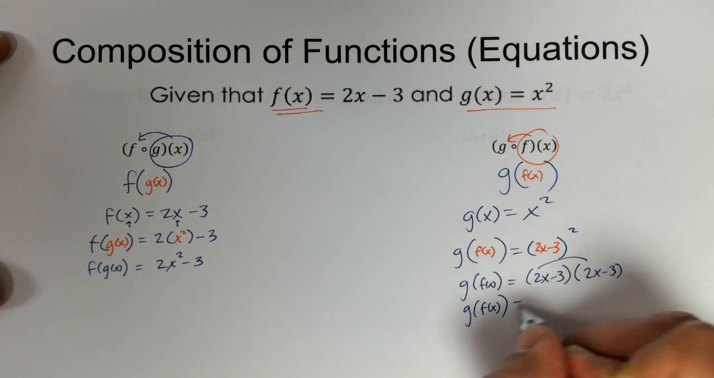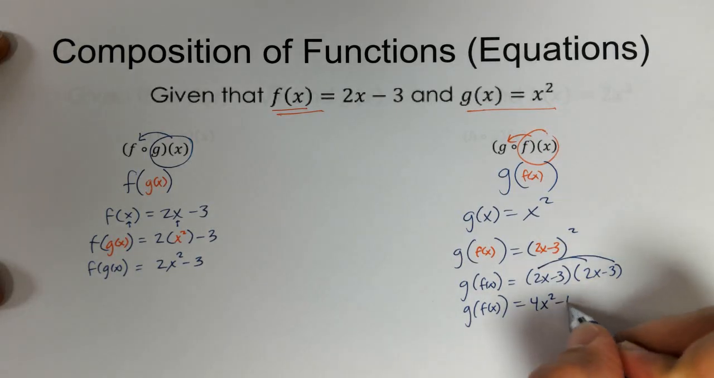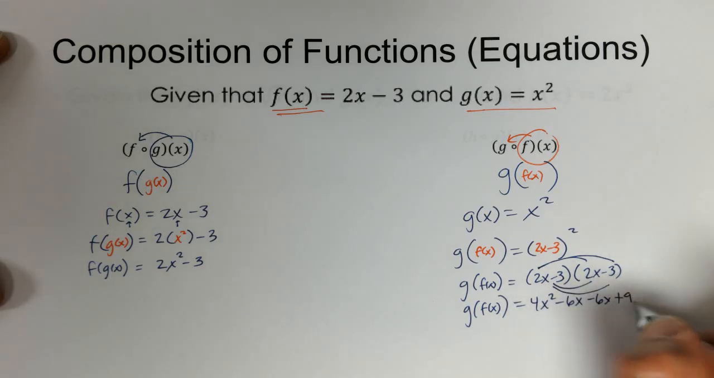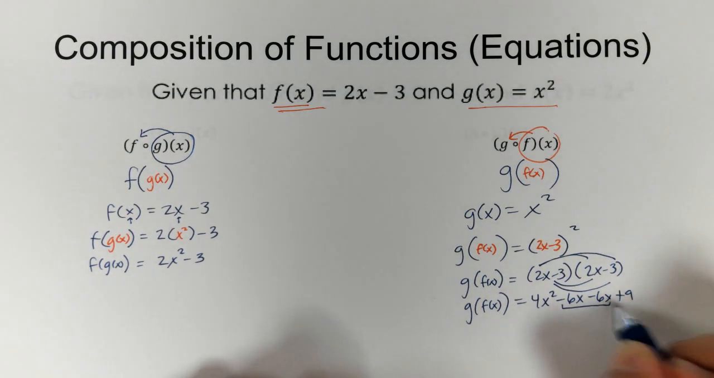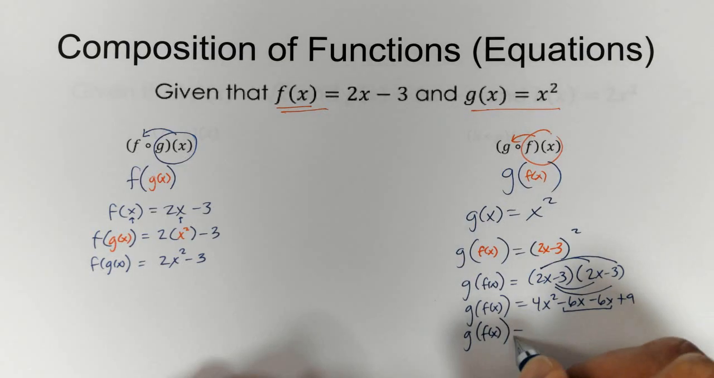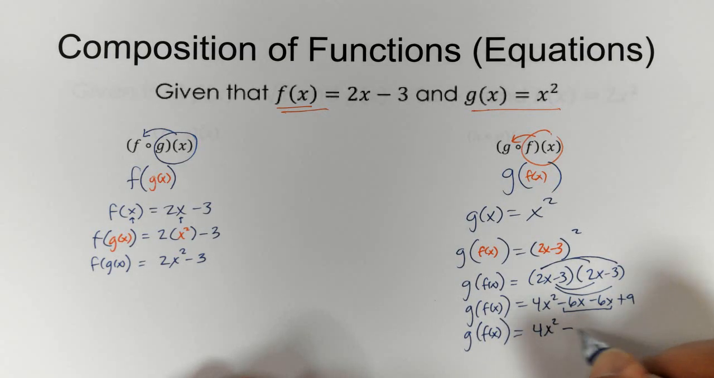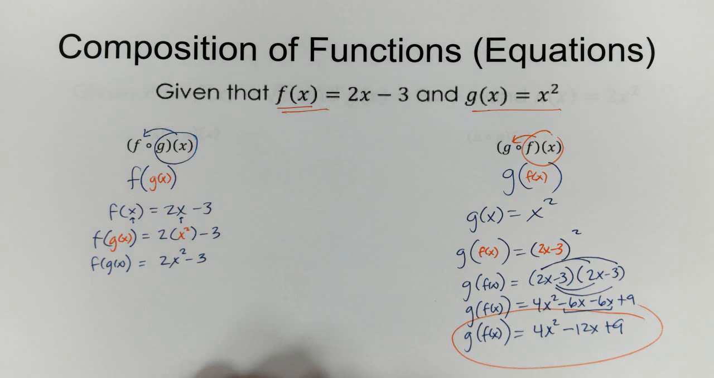2x times 2x is 4x squared. 2x times negative 3 is negative 6x. Negative 3 times 2x is negative 6x. And negative 3 times negative 3 is positive 9. By combining like terms, which are these values, I get g of f of x is equal to 4x squared minus 12x plus 9.